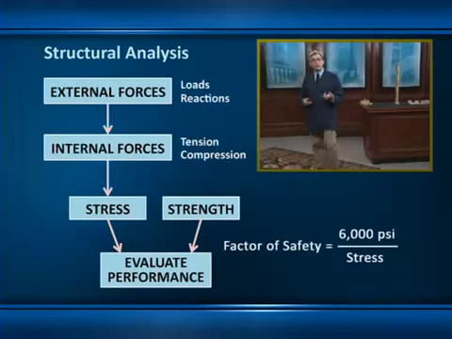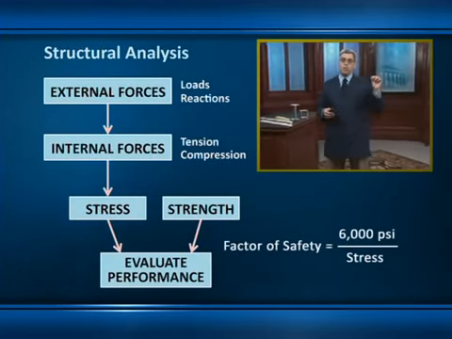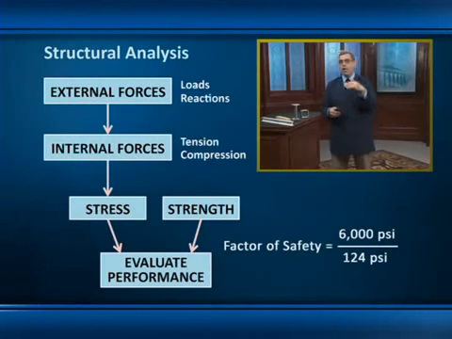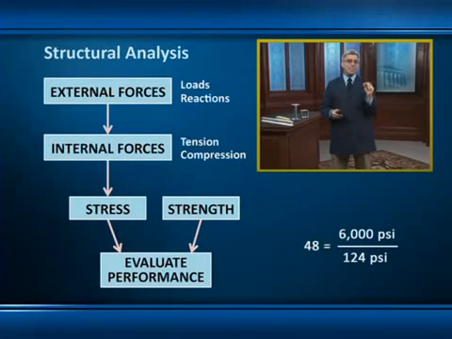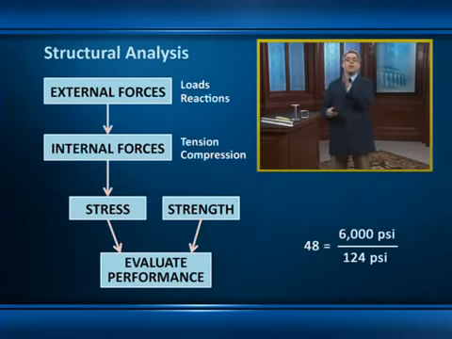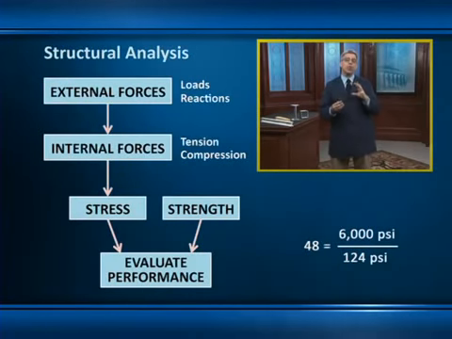Well, the strength of marble is about 6,000 psi, and the actual stress that we've already calculated in the column is 124 psi. So the factor of safety is 6,000 over 124, works out to be 48. That's pretty safe. This means that Trajan's column is 48 times stronger than it really needs to be to carry its own weight without having the stone fail in compression. No wonder this structure has stood for nearly 2,000 years.